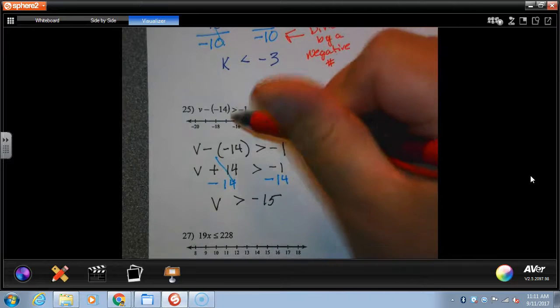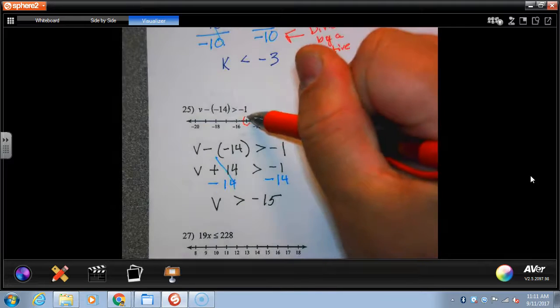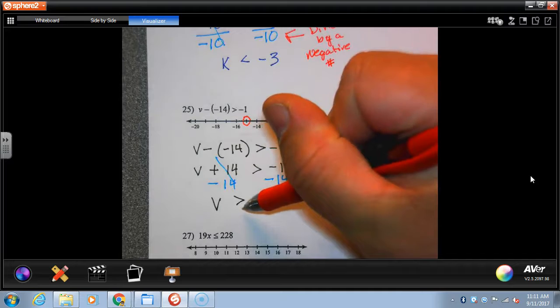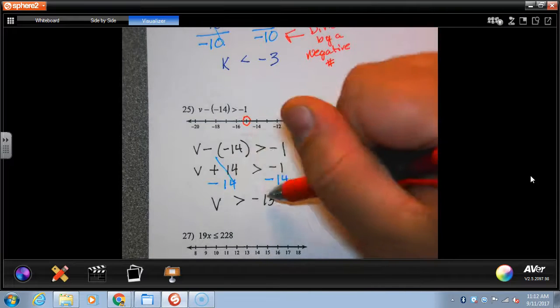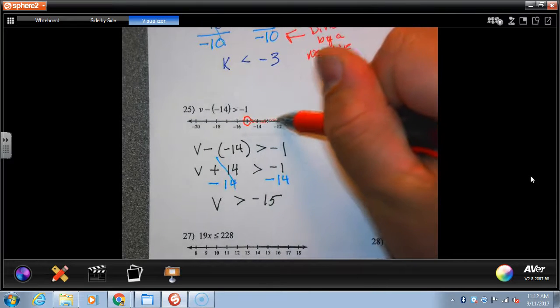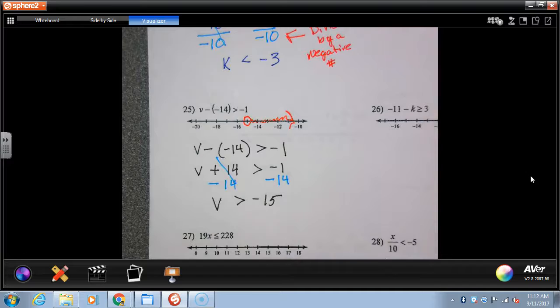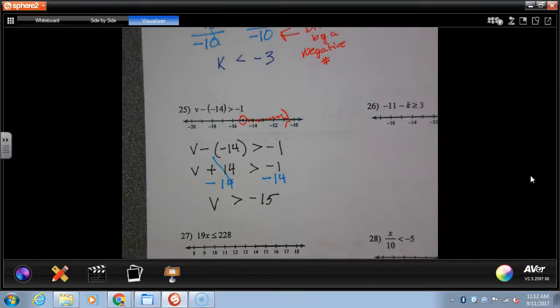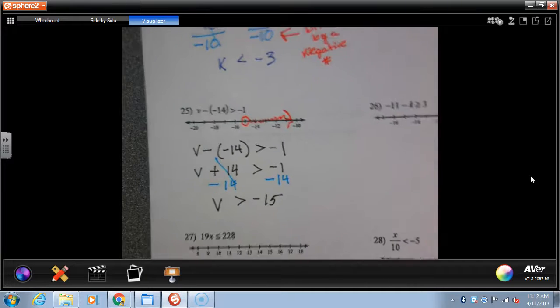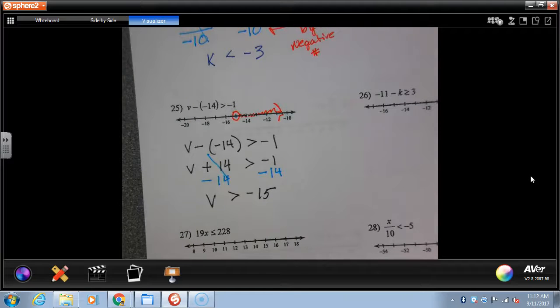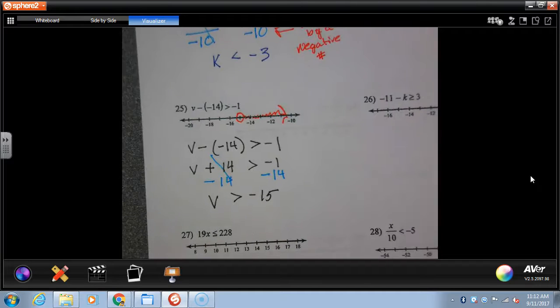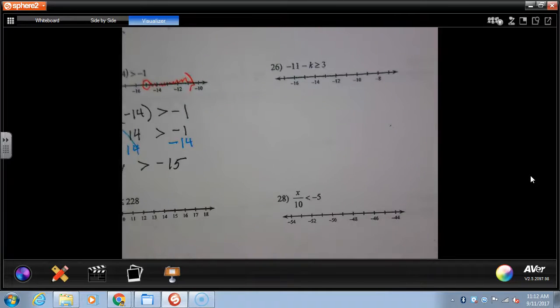Circle negative 15. Good, it's an open circle, no equal sign. Shade to the right. About as hard as it's going to get. Yeah, 26.